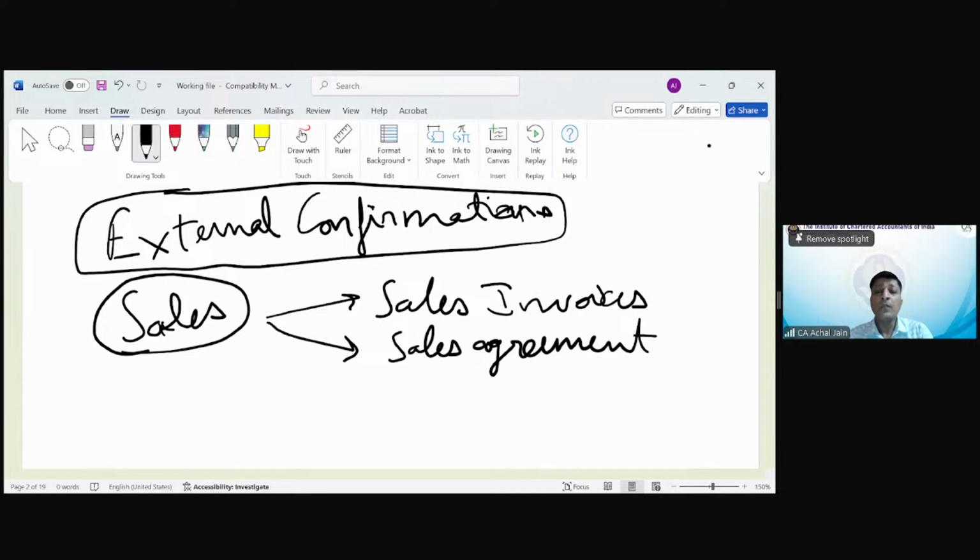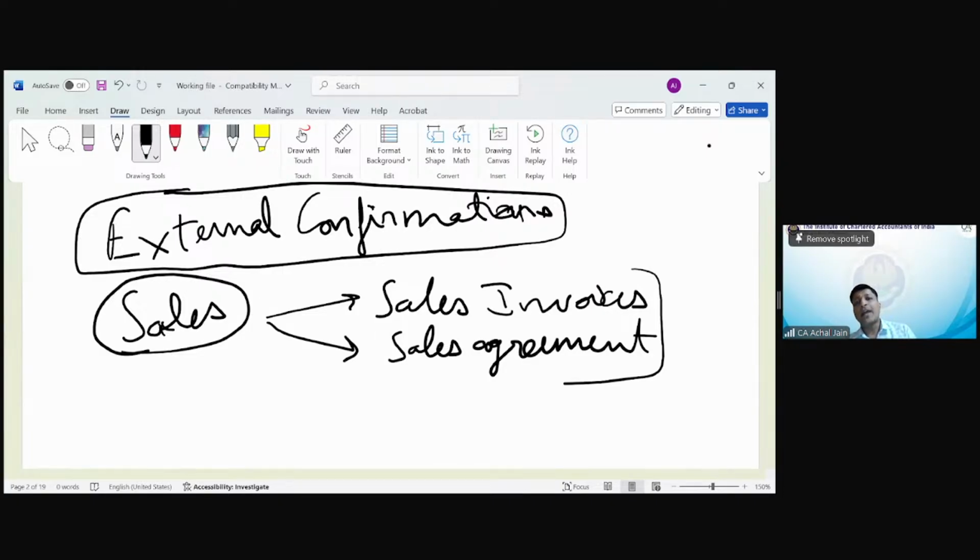If you look at the sales invoice, it's a document which is prepared by the company. Most of these documents are prepared by the company. They are internal documents. Internal means something which the management can prepare.